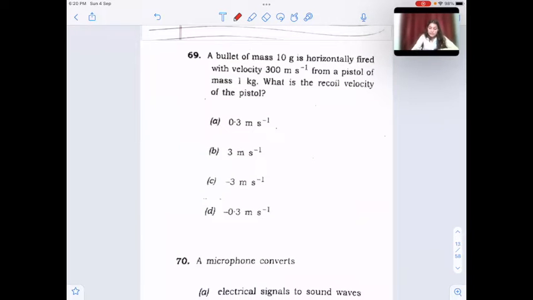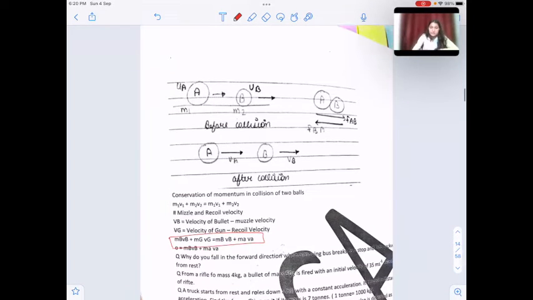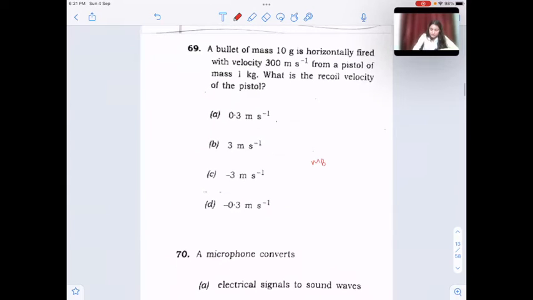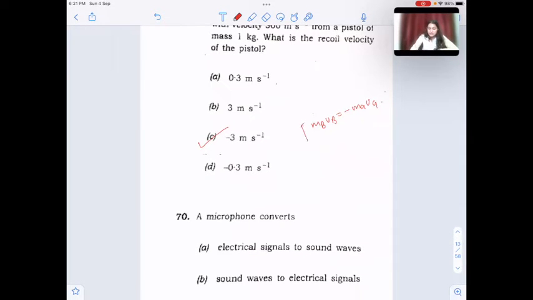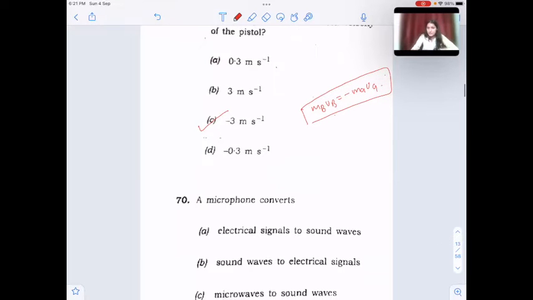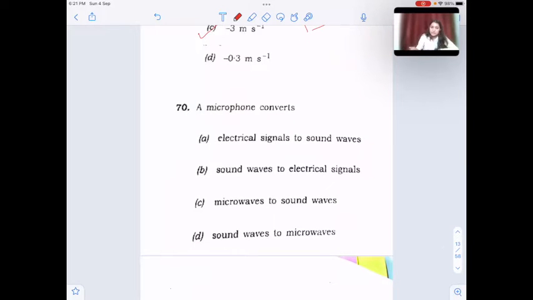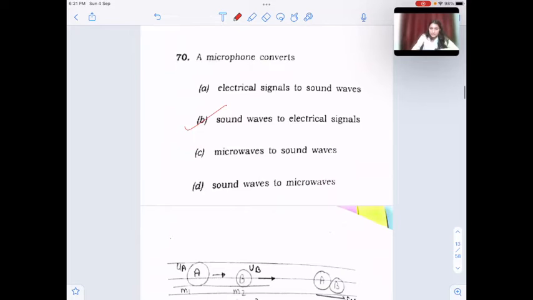Okay, a bullet of 10 gram is horizontally fired with this velocity from a pistol of this mass. What is the recoil velocity? For this, you need to know the formula for recoil and muzzle velocity. So here the expression is given. You can use this expression. So when you solve this, you will get -3 meter per second as the answer. Here mb and vb are mass and velocity of bullet, and mg and vg are mass and velocity of gun. Next, microphone converts, very simple question. It converts sound waves into electrical signals.